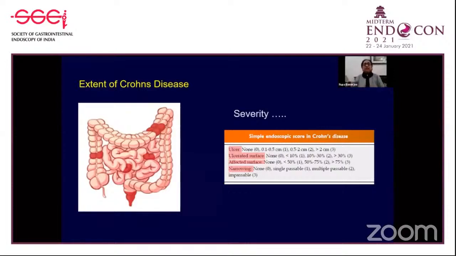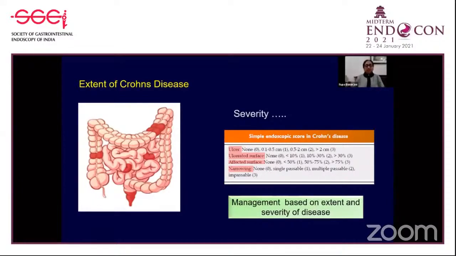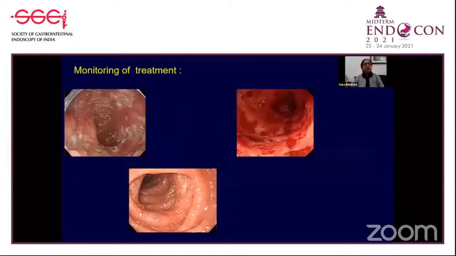Here again, the simple endoscopic score in Crohn's disease, you assess the ulcerated surface, the amount of affected surface, and the narrowing, whether it is none, a single passable stricture, multiple passable strictures, or impassable. Accordingly, you can assess the severity. And ultimately, if you can assess the severity, you can manage accordingly.